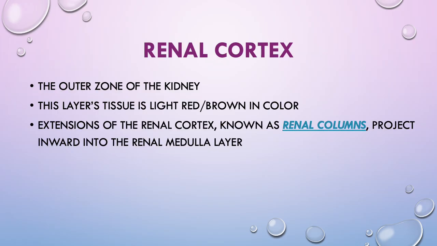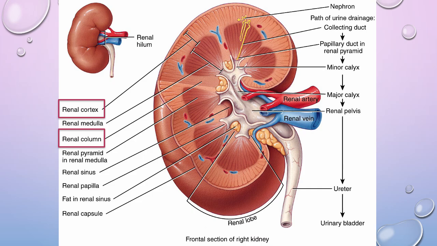So the renal cortex is the outer zone of the kidney. This is the layer of the tissue that is light red and brown in color. The extensions of the renal cortex are also known as renal columns, and we'll see it in a little slide pretty soon, okay? And they project inward into the renal medulla layer. We see it here. This is the cortex, and then the renal column is this area here. They're just structural divisions, okay?